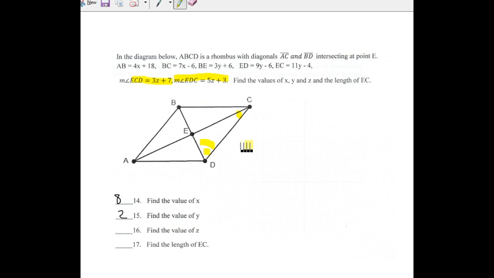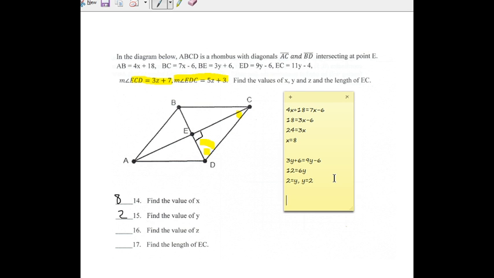Okay, since this is a rhombus, these diagonals intersect each other at right angles, which tells you that this is a right angle, which tells you that these two are complementary. They have to add up to 90. So now I use my amazing pad, and we'll go ahead and put these in. You've got 3z plus 7, and then you're going to add to that the 5z plus 3. And we said they are complementary, so they equal 90 degrees.